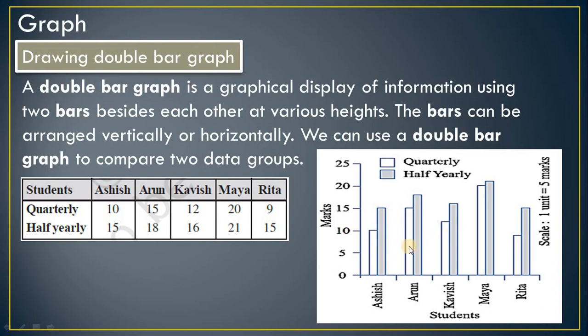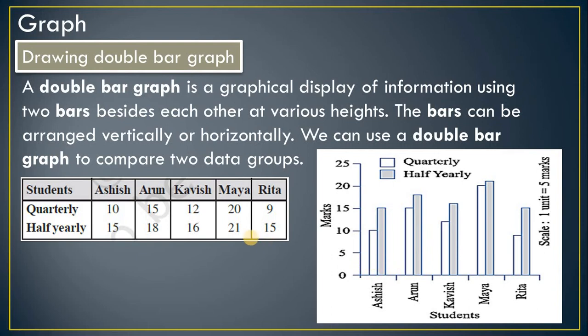Here also you have to give the common spacing between each of them. So here the spacing is 1 unit, and downside we have the names. So Ashish is giving quarterly and half yearly exams, and all students are giving them, so that's why it is a double bar graph. Here quarterly is represented by a plain rectangle, and half yearly by a shaded area. You have to give it like that, otherwise confusion will be there.